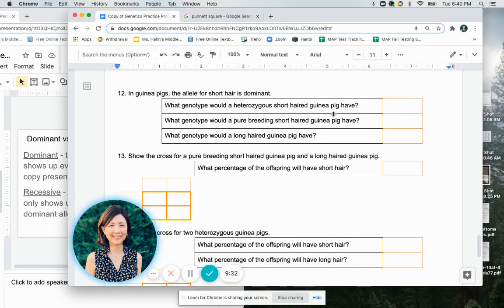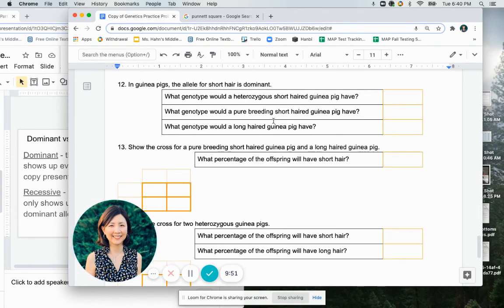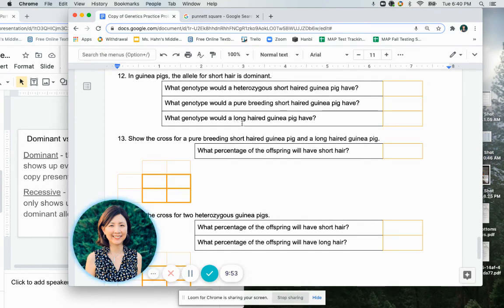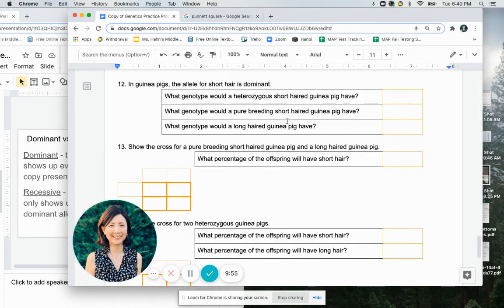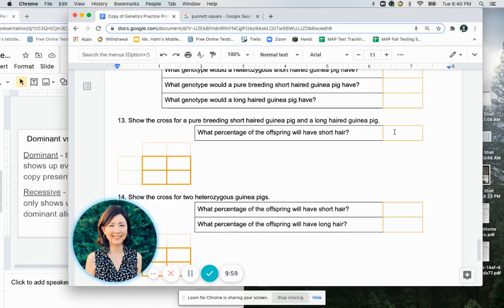And then the last section is just talking about guinea pigs. The allele for short hair is dominant, so that means you're going to have a big S for short hair and a little s for long hair. And it's just asking you what would the genotype be for a heterozygous short-haired, what would the genotype be for a purebred short hair, and what would the genotype be for a long-haired guinea pig. So once you have the letters, then you can go ahead and figure out what the genotypes would be.